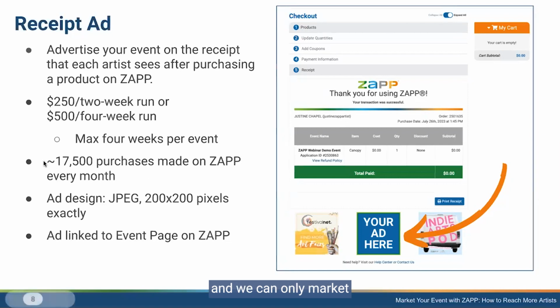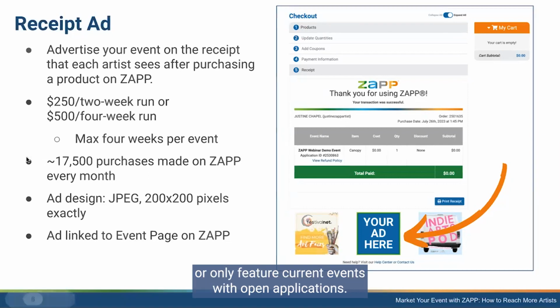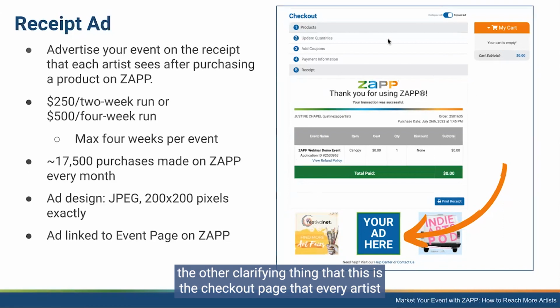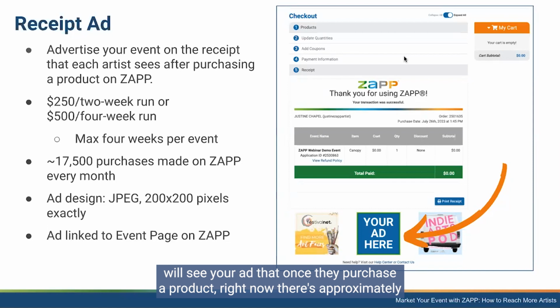And we can only market or only feature current events with open applications. This is not currently offered as a general advertisement for your organization. So it's event specific. And the other clarifying thing is that this is the checkout page that every artist will see your ad on once they purchase a product.